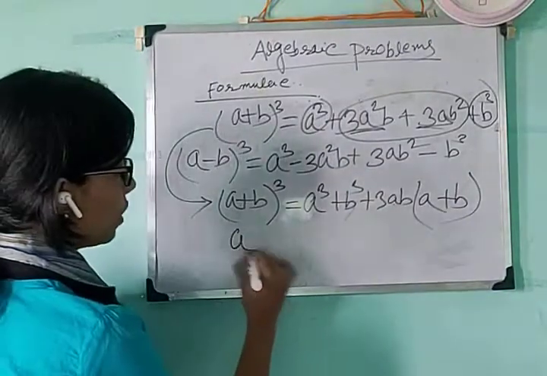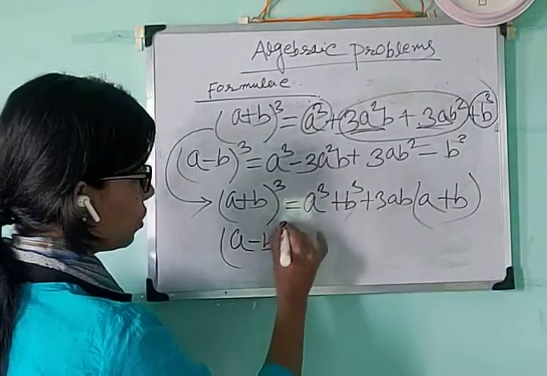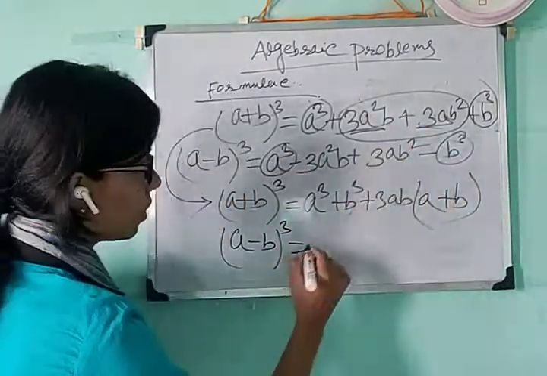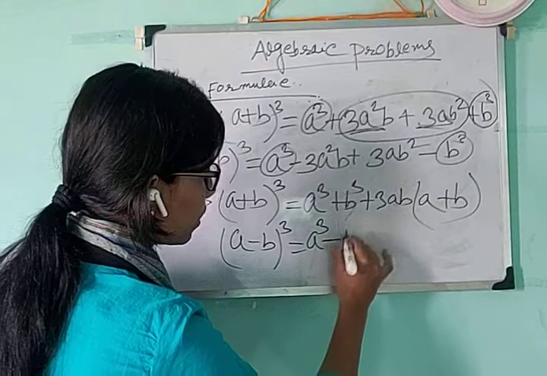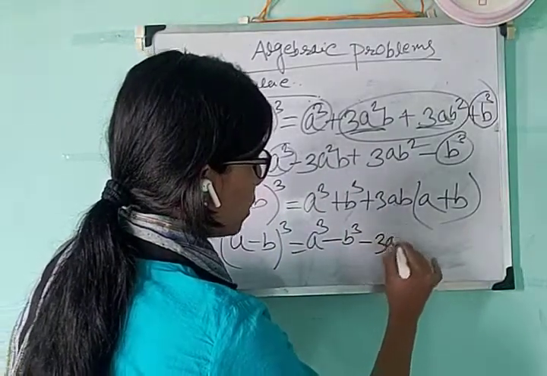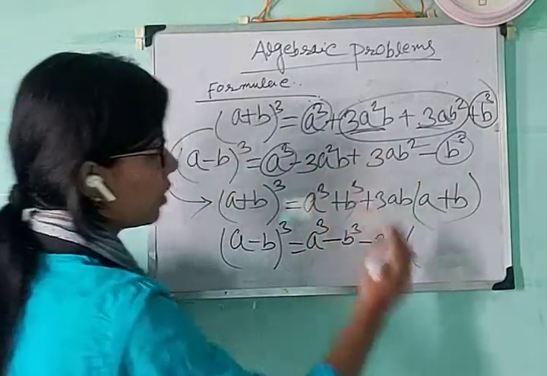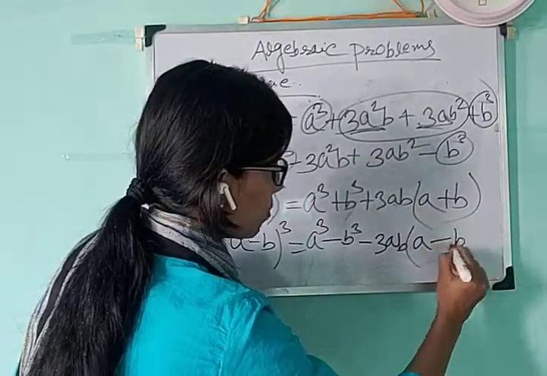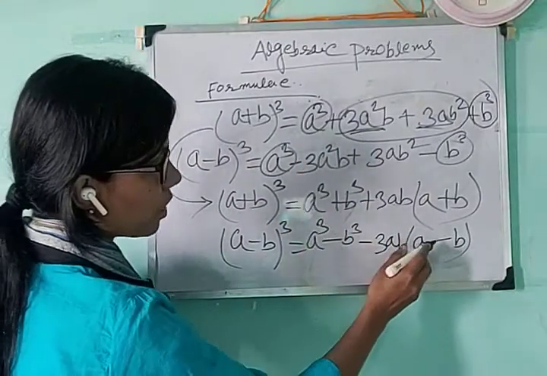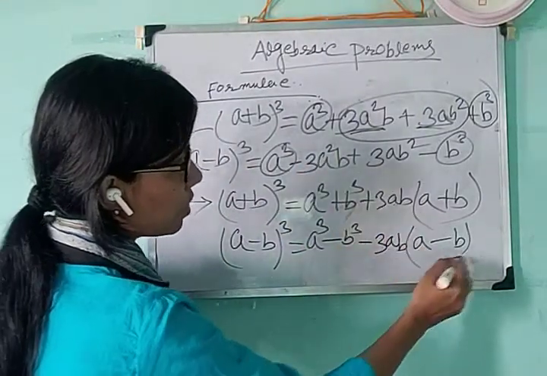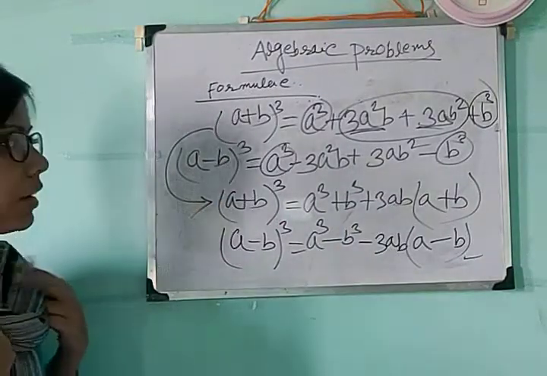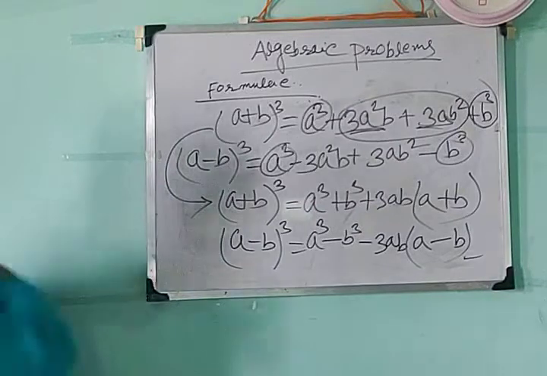Now similarly for a minus b whole cube, we can write a cube minus b cube, and taking 3ab common, the bracket part becomes a minus b. Just multiply: plus minus minus gives minus 3a square b, and minus minus plus gives plus 3ab square.